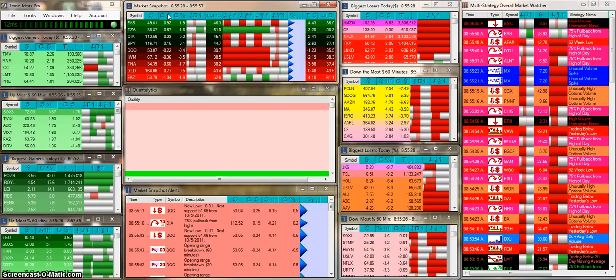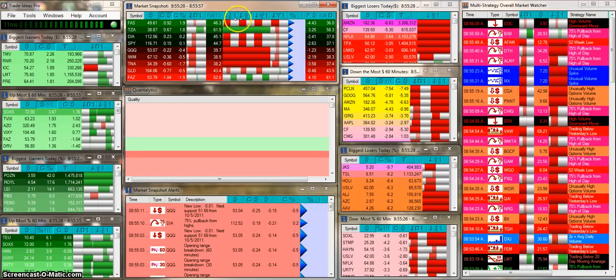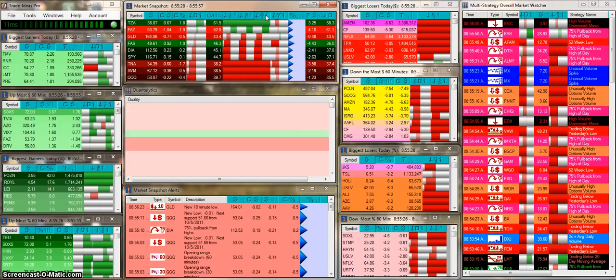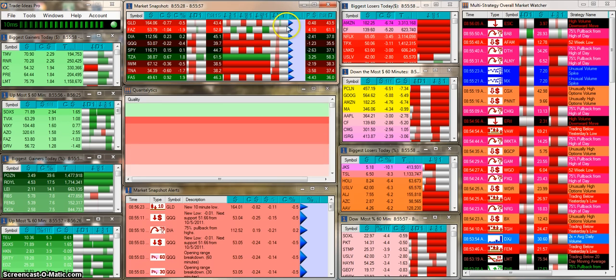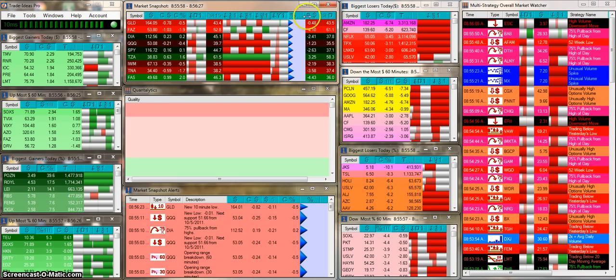If I want to sort by what's up the most for the day, I can do that by simply... any column can be sorted. If I want to sort by, for example, what's doing the best for 20 days, here's how I do it. What's doing the best for the year? Here's how I do it. You can add a lot of columns now that you weren't able to add before.